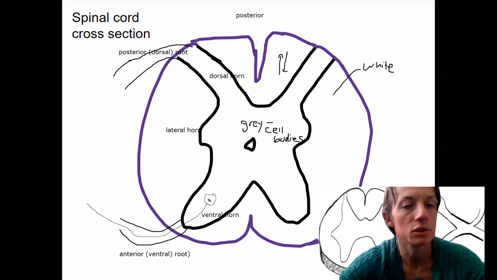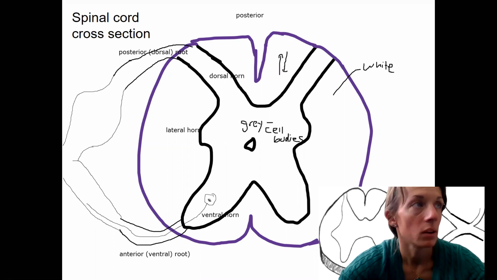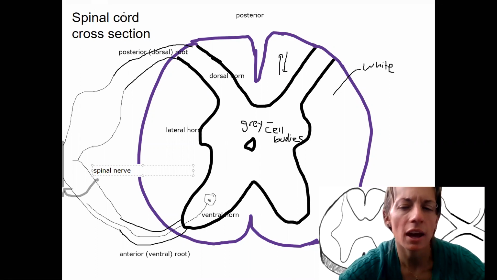If we continue drawing these roots out here, some things are going to happen. First of all, we're going to have what's called a dorsal root ganglion. And then these two roots are actually going to combine. Once they combine right here, this is going to be our spinal nerve. I said dorsal root ganglion. You hear me say that? That's what this thing is.